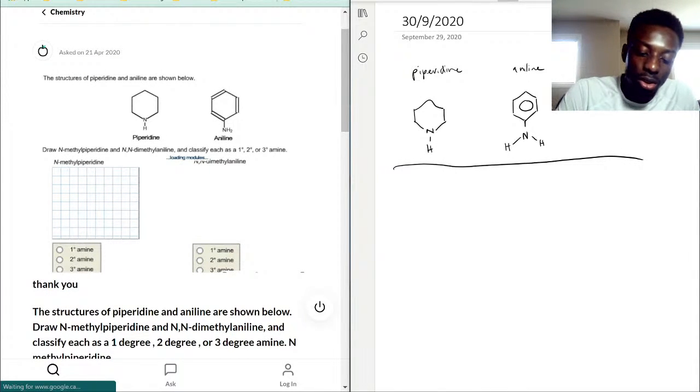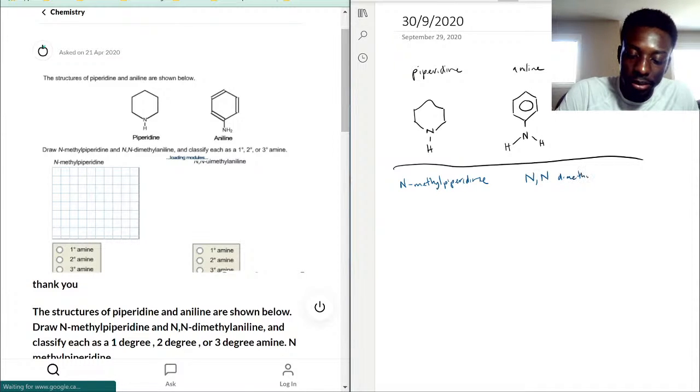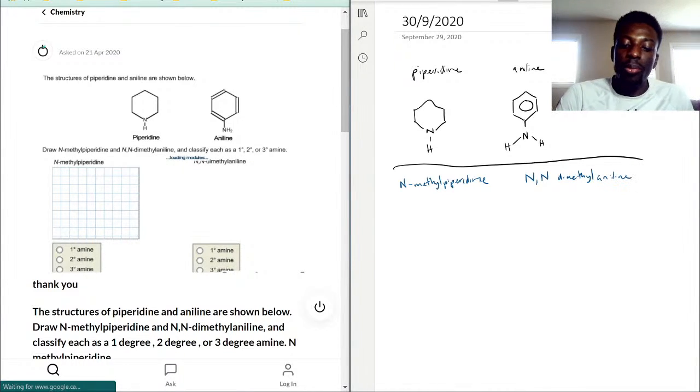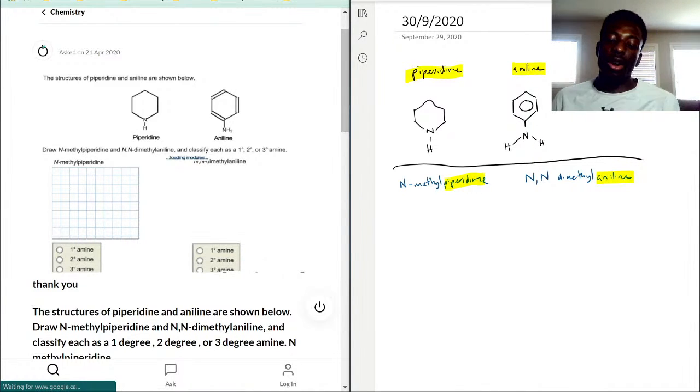Okay, so with that, they're asking us to now draw N-methylpyridine. So we have now, instead of pyridine, methyl pyridine, and we have N,N-dimethyl aniline. So right off the bat, you know that because these two have the same ending and these two have the same ending, these two structures are going to be very similar to each other. We just now notice a difference.